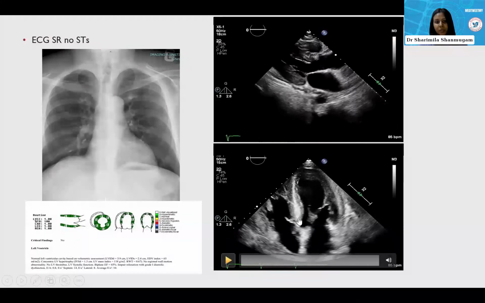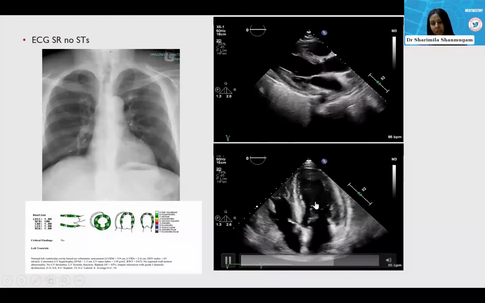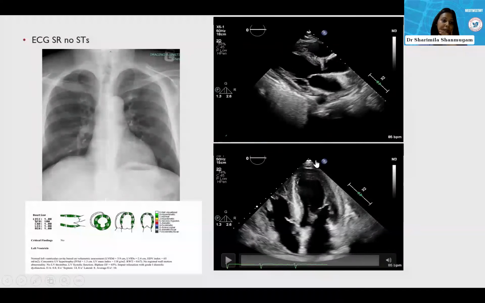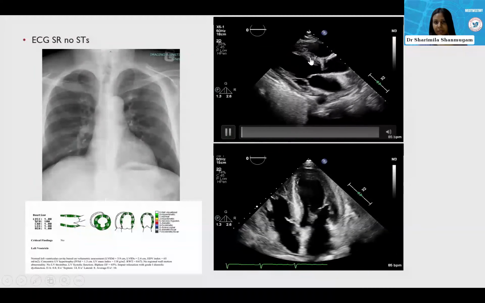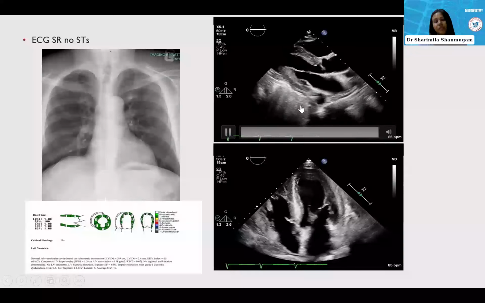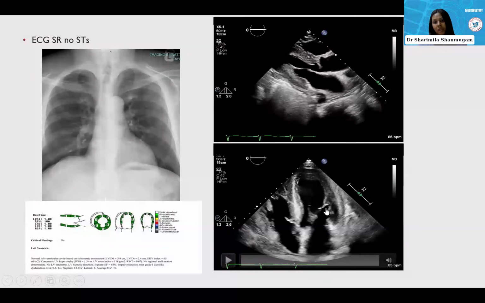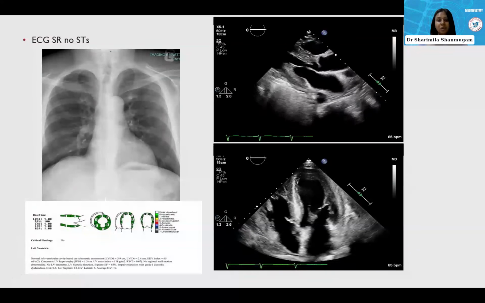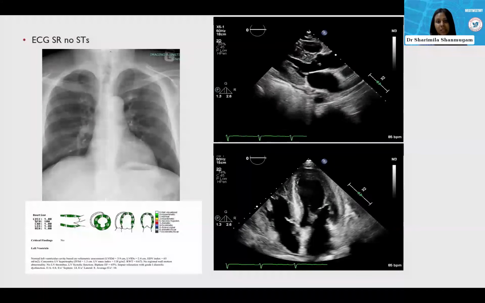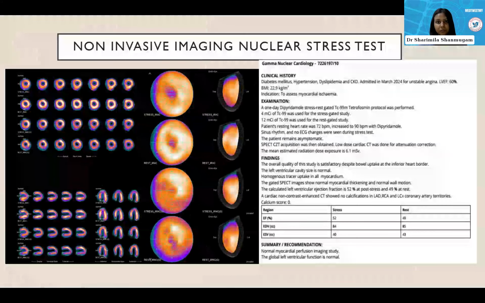Yeah, you can see here, quite nice. But you can see there is some thickening of the ventricular septum, hypertrophy is there. He's 70 years old with long-standing hypertension, but it's a concentric rather than an eccentric hypertrophy.